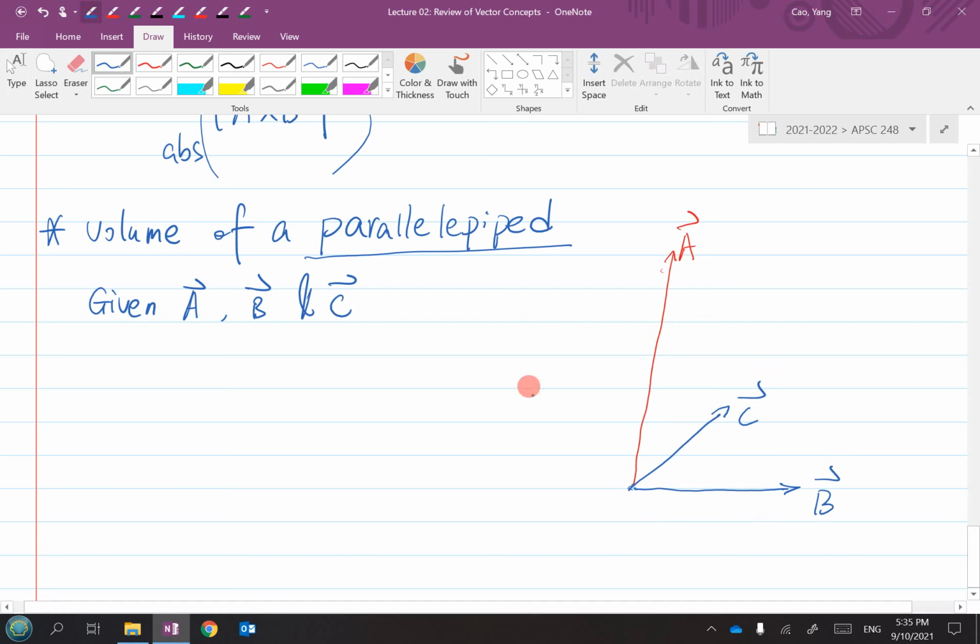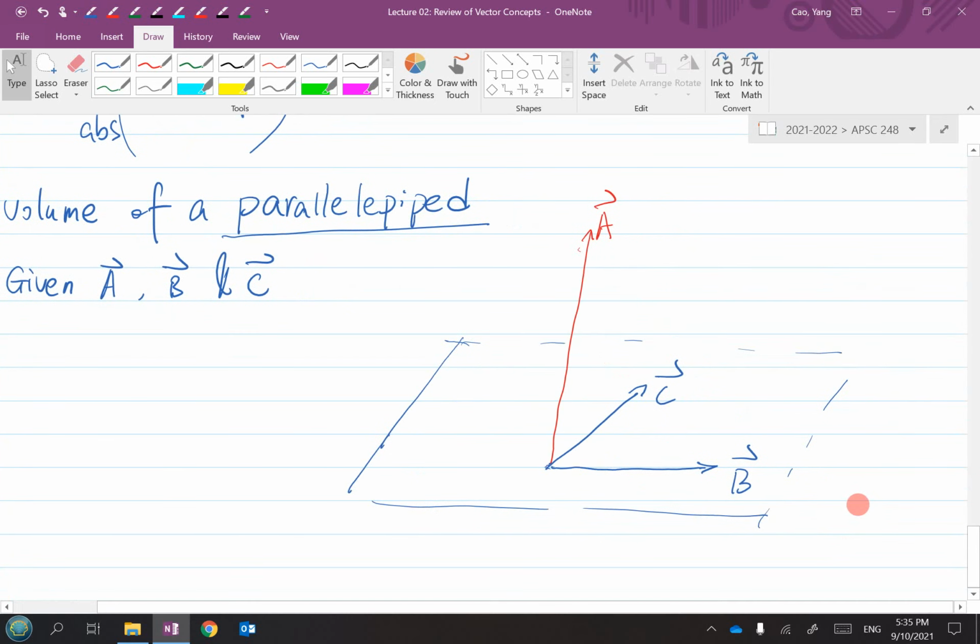To show it a little bit better here, suppose that the B and the C vectors are in this plane, and A is somewhere outside the plane. So they're not in the same plane. If they're in the same plane, we're not going to be able to get a volume. So this is the relationship between A, B, C. Then I can now create a 3D object using the three vectors here. This is very straightforward.